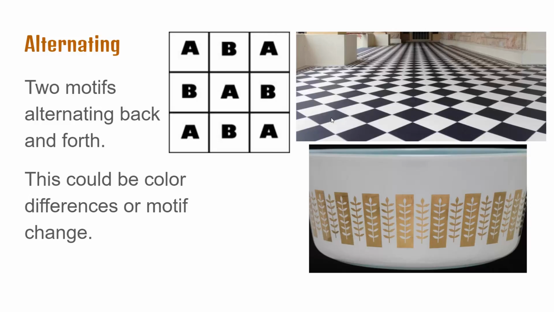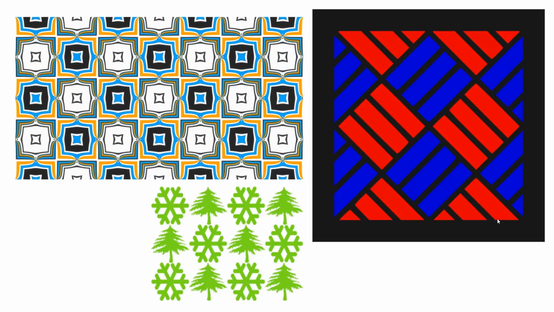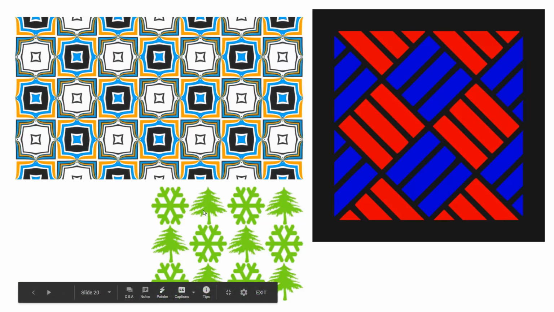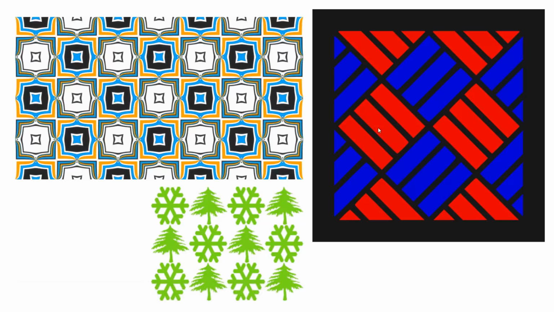But this could be alternating colors or alternating motifs on this ancient 1960s looking Corelle ware dish. It goes from a solid background of gold to white, and alternates. Again, it doesn't have to be the same pattern. It can alternate between two different patterns or turn them and be two different colors.